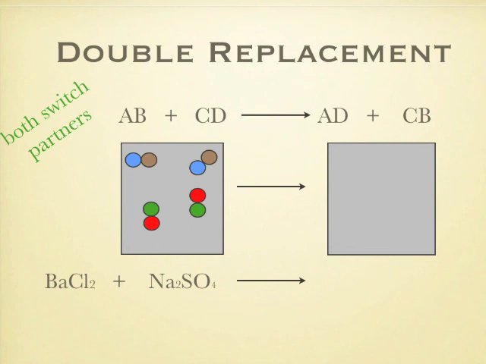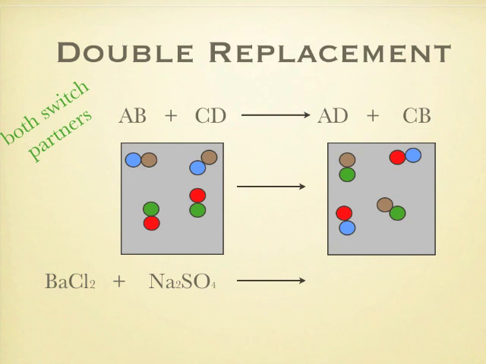They switch partners. In the pictures, you've got blue and brown and red and green. We switched it up. Now we've got green and brown and blue and red. So the 2 switched partners. In our formulas, we've got barium chloride, so Ba and Cl, and sodium sulfate, Na and then SO4. According to what it says up above, the A and the C switch places. In this case, we're going to switch the barium and the sodium with each other. Just think about switching the metals. That'll help you get the right product.